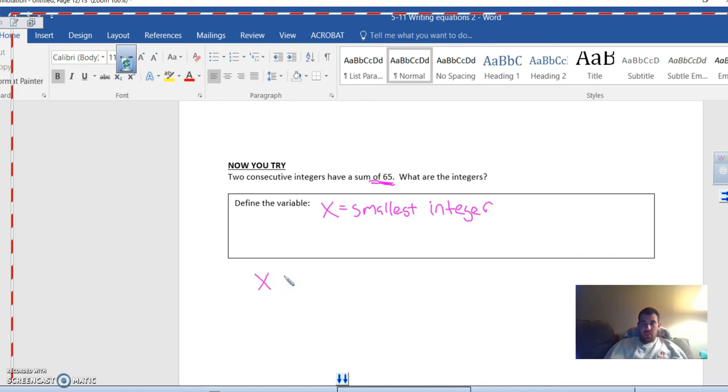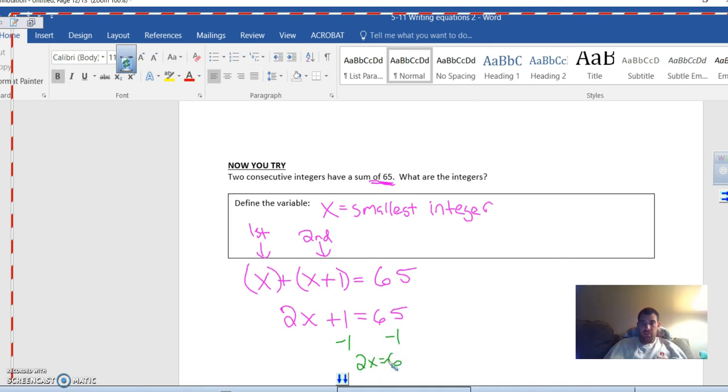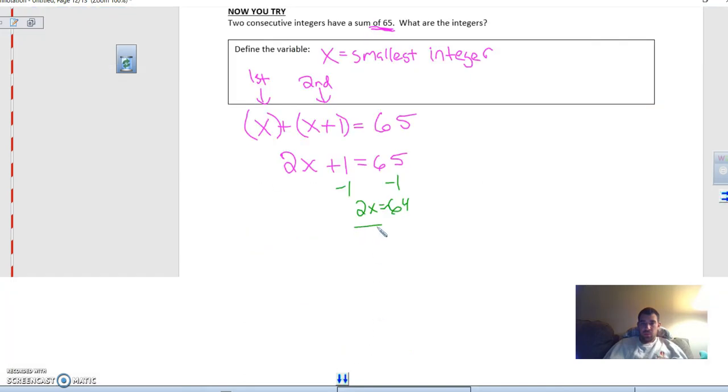So if x is my first integer, the next consecutive integer is 1 more than x. If you want parentheses, you can put them in here to show that this is the first integer, this is the second integer. You don't have to have the parentheses though. Equals 65. We combine like terms, x plus x is 2x plus 1 equals 65. Subtract 1, you get 2x equals 64. Divide by 2 and you get x equals 32.